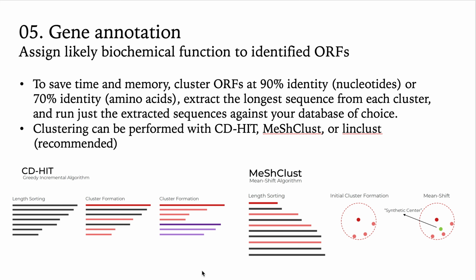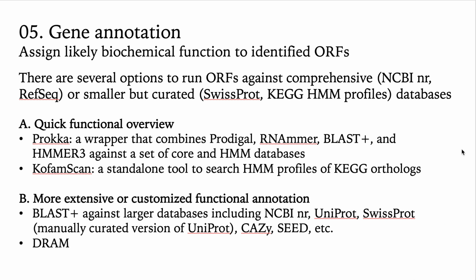Then you can extract the longest sequence from each of your clusters and run just those representative extracted sequences against your database of choice. So two examples of clustering are shown here. CD-HIT is an older and very common way of clustering sequences. It tends to be quite slow, and so newer programs, including something called MeshClust, have shown improvements in speed and efficiency. They do cluster slightly differently, though, which may or may not change your final output. The program I like to use is actually called LinClust. I'm not showing that here, but it's very fast and very good at clustering sequences.